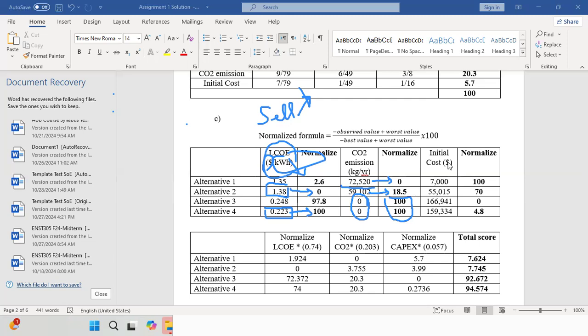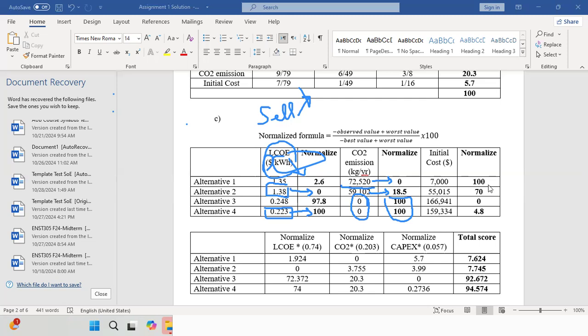And finally, for the initial cost, of course, also here, I need to minimize as much as possible the initial cost. So the option having the largest initial cost will have the lowest score, and the one having the lower initial cost will have the best score. While the other two numbers will be normalized to get a score between 0 and 100.